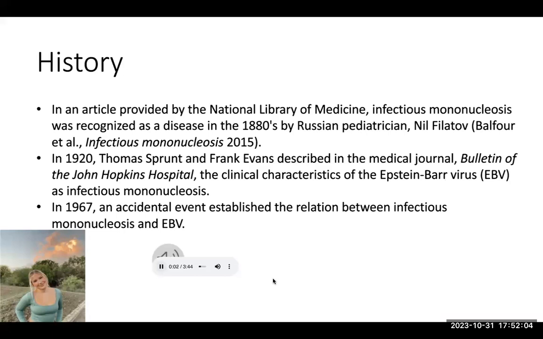So to start this presentation, we are going to look at this disease's history, which has three main dates. The first date is in the 1880s, the second date is the 1920s, and the third, the 1960s. So to start, in the late 1880s, the term infectious mononucleosis was never created. However, in 1885, the Russian pediatrician Nil Filatov reported an infectious process that he called idiopathic adenitis, which showed symptoms that corresponded to infectious mononucleosis.